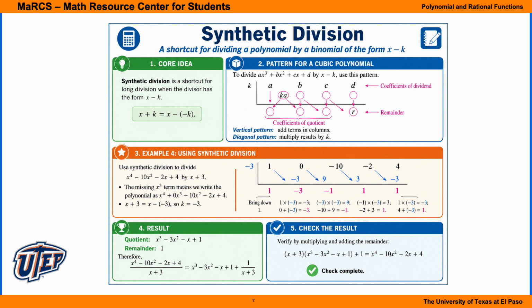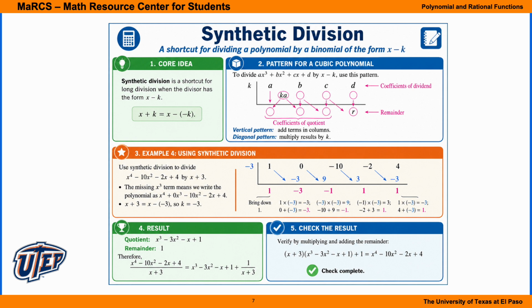So synthetic division is a shortcut for long division when the divisor has the form x minus k. If you're given x plus k, that is the same thing as saying x minus negative k. So to divide ax cubed plus bx squared plus cx plus d by x minus k, first we write all the coefficients of the dividend, so the a, b, c, and d.